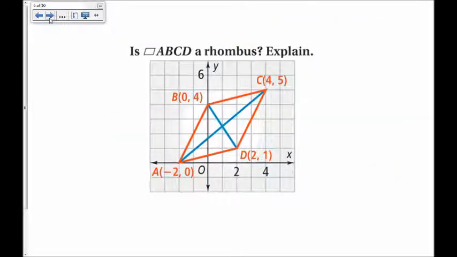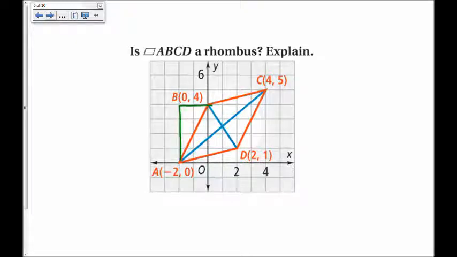Okay, is quadrilateral ABCD a rhombus? Again, we can use our tools of the distance formula to find out if all 4 lengths are the same. Okay, and I can't tell just by looking at it, so I actually need to do the formula. So I'll start off with, let's see here, AB.